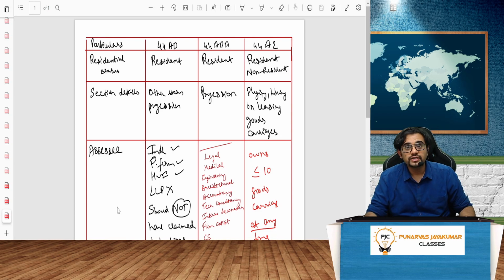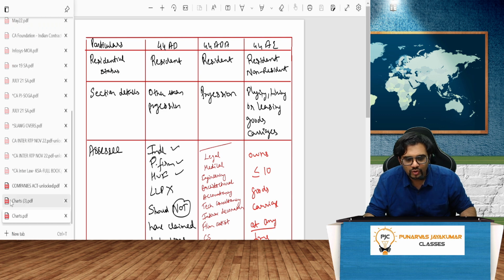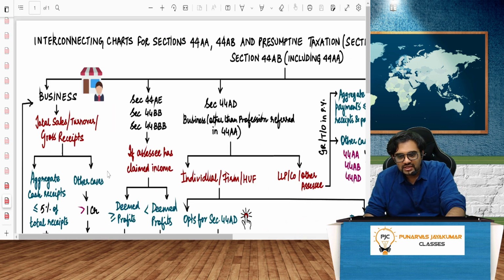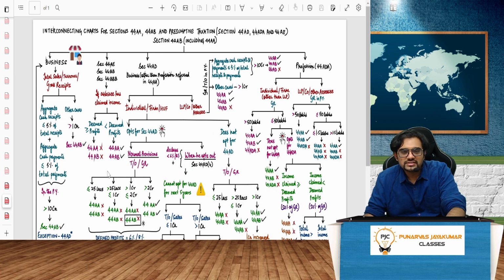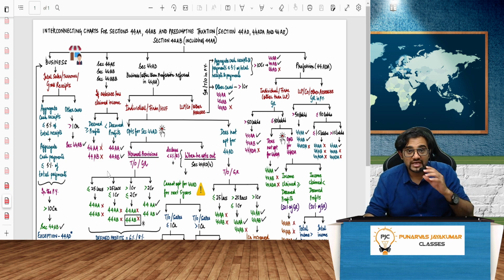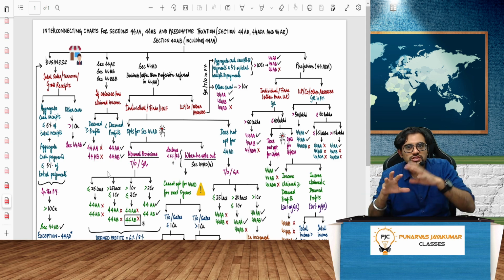Guys, today I bring to you a very important chart. Many people have told me, sir, in taxation, please help me with 44A maintenance of accounts, 44AB, which is tax audit, and this presumptive taxation, especially 44AD, ADA, and AE for business, profession, and also the plying of goods carriages. Sir, it's very difficult, all hodgepodge.